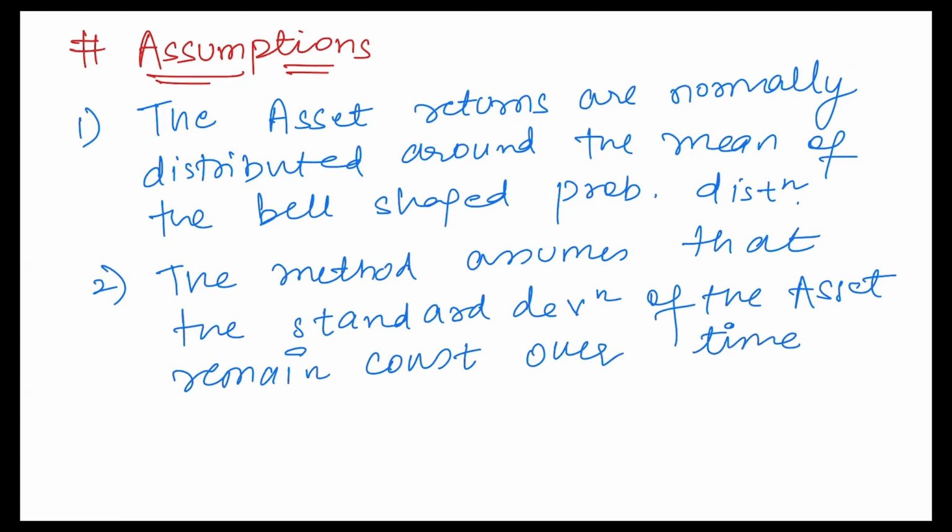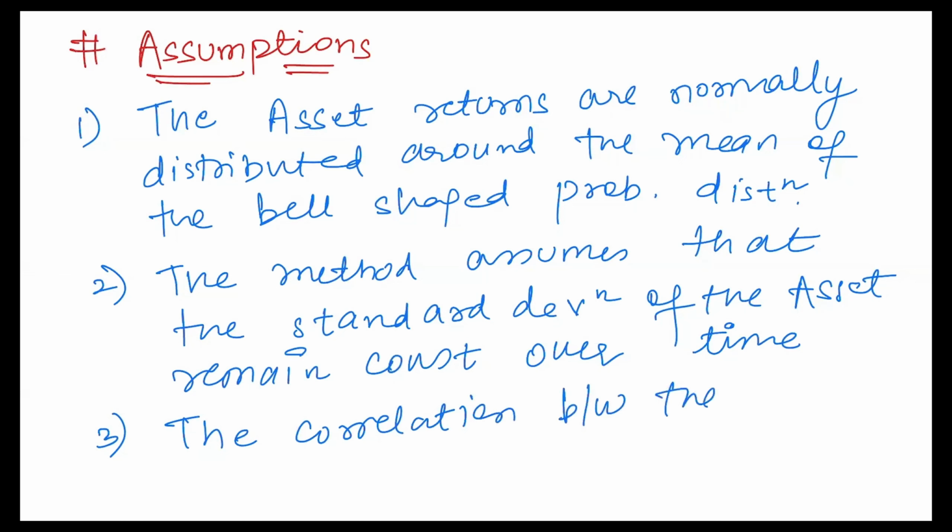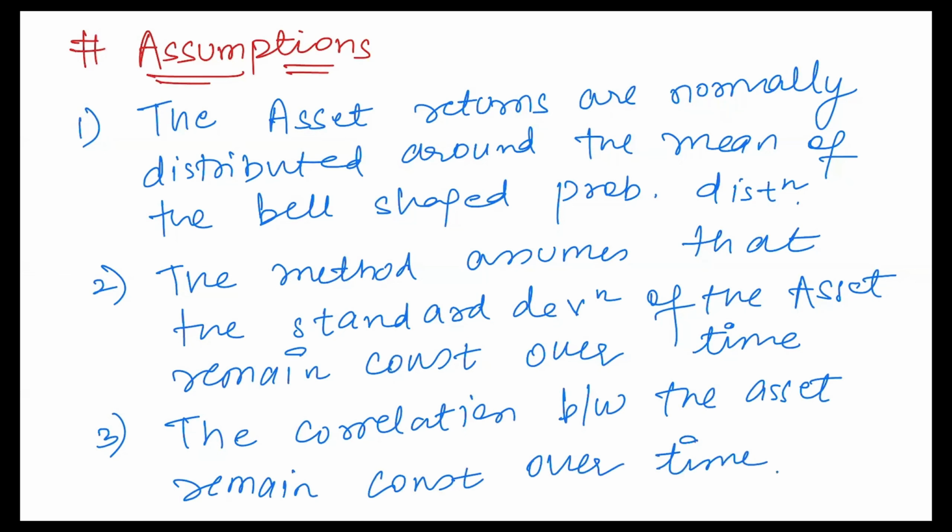And the last assumption is the method assumes that the correlation between the assets remain constant over time. So these are the three assumptions that we take while we build this value at risk model using the variance covariance method.